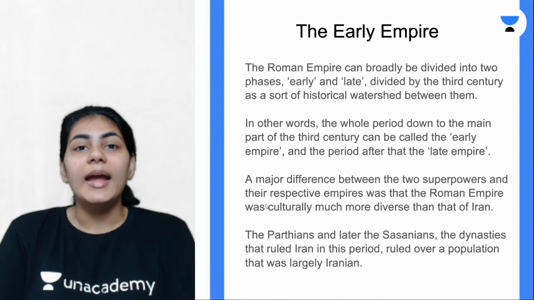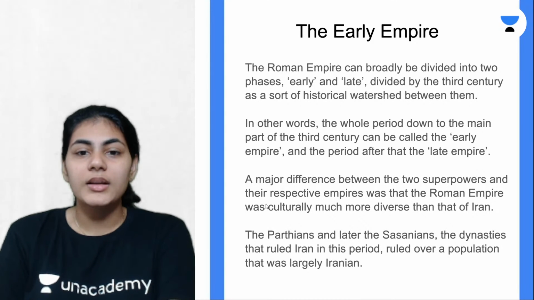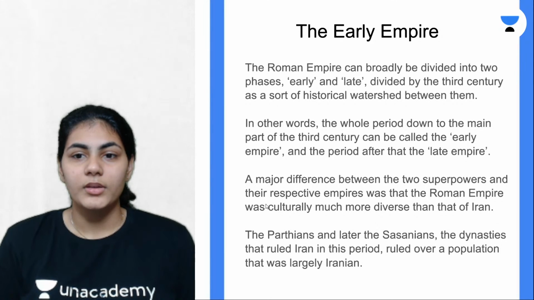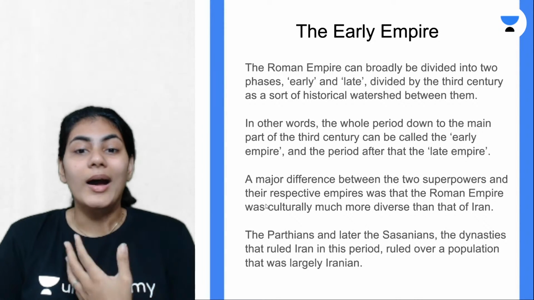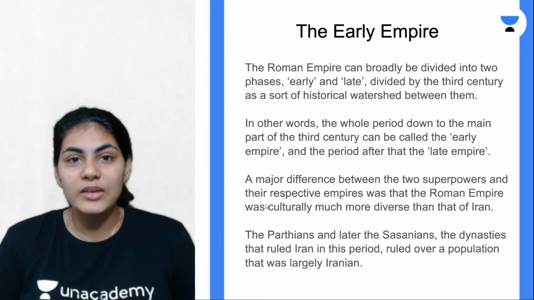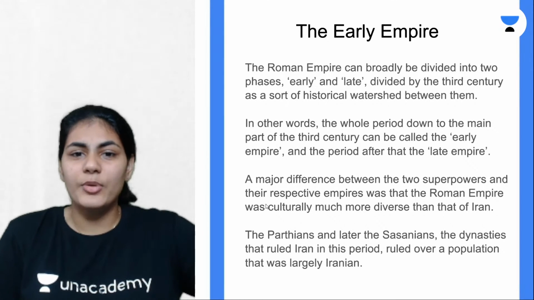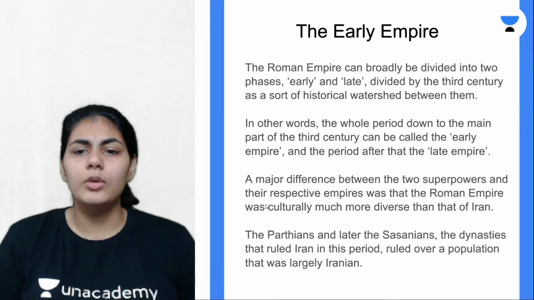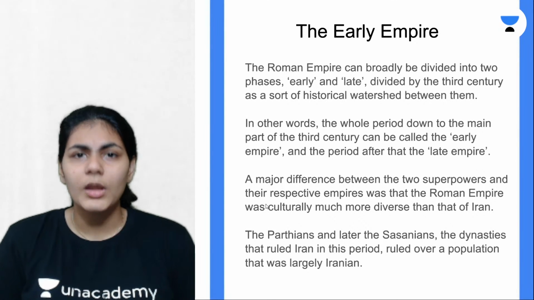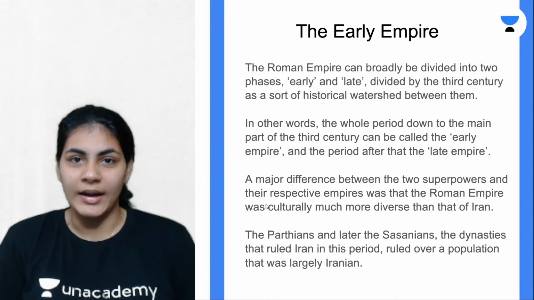Yes, absolutely there are. And out of those differences, one major difference is that the Roman Empire is culturally more diverse than that of Iran. Again, the same point I made a couple of slides earlier. The Roman Empire had so many people who were diversified in terms of customs, traditions, languages. All these French, English, Italian, Spanish people, Dutch people, so many different languages and cultures. It's so much more diverse. But when it comes to the Iranian Empire, most of the people were of Iranian descent. The population was largely Iranian. So that is the basic difference between the Roman and Iranian empires.